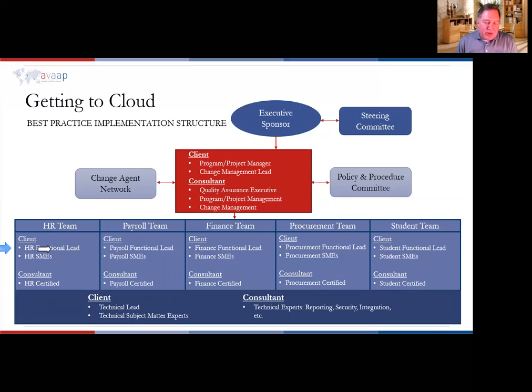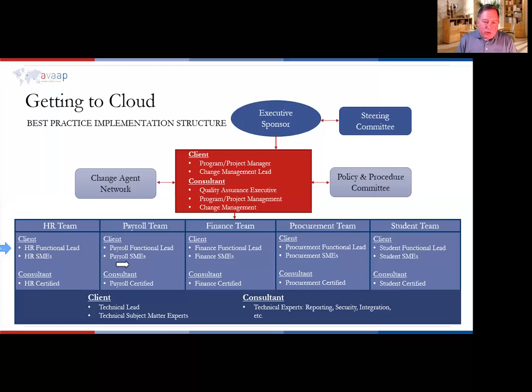So part of the implementation is for them to get up to speed with the software, working hand in hand with the Avaap certified consultants and having knowledge transfer during the implementation process, so that when they're ready to go live, they're ready to take on those support roles. And then underneath that, you have these subject matter experts. Organizationally, this isn't a reporting structure. When I say underneath that, they're supporting individuals.